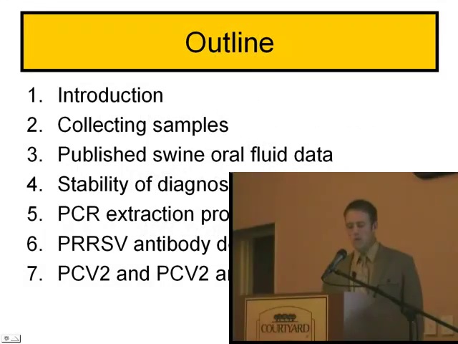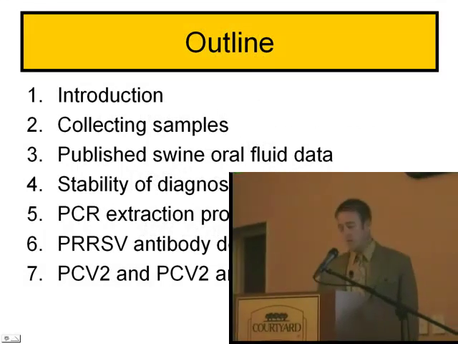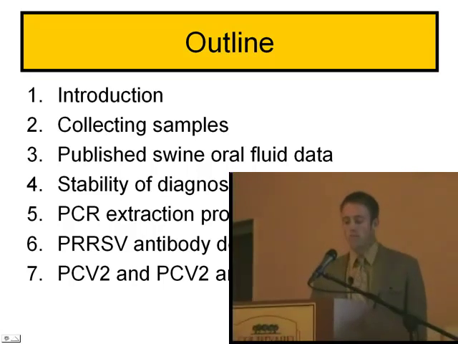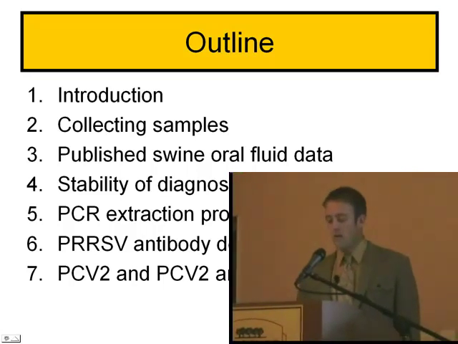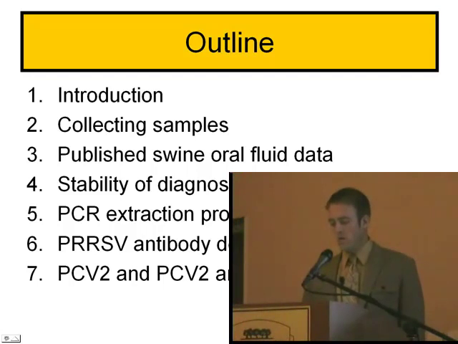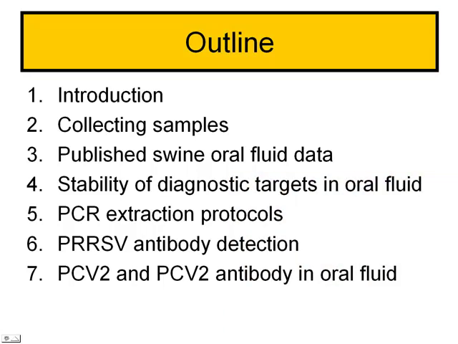I'm going to talk a little bit about oral fluid in general and how it's been used for a long time, and then how we collect samples from pigs, and then some of the published work we've done, and then that led us to the question of the stability of diagnostic targets in oral fluid. We'll talk about that, and then we'll get into some assay development, looking particularly at PCR, and then PRRS antibody detection, and some new data that I haven't spoken about yet, some PCV2 data from oral fluid samples that we have. So with that, we'll get started.